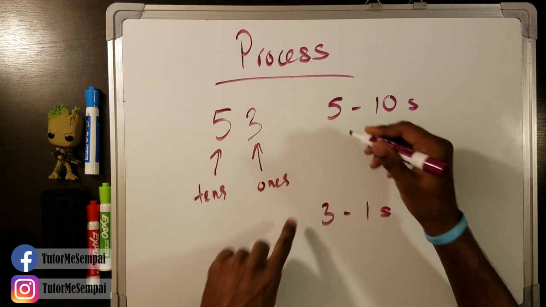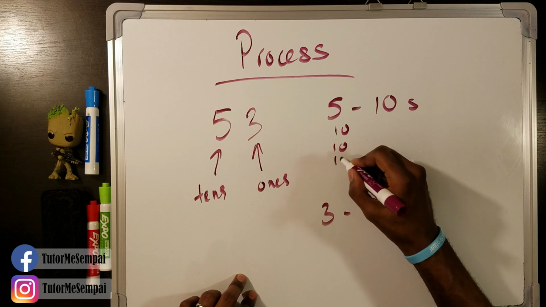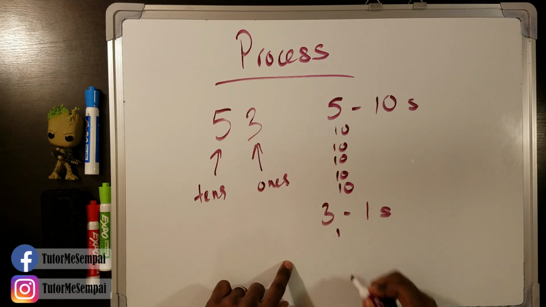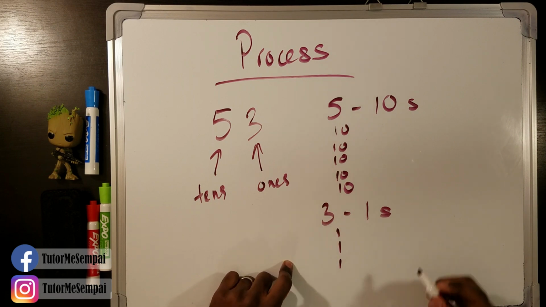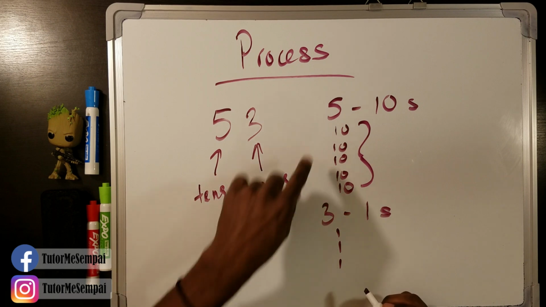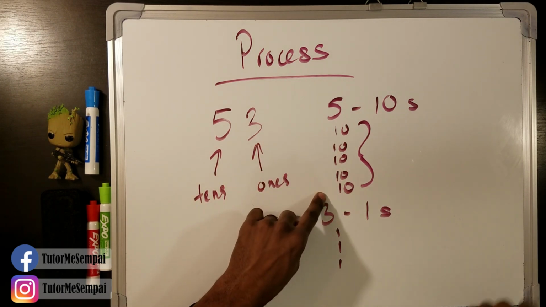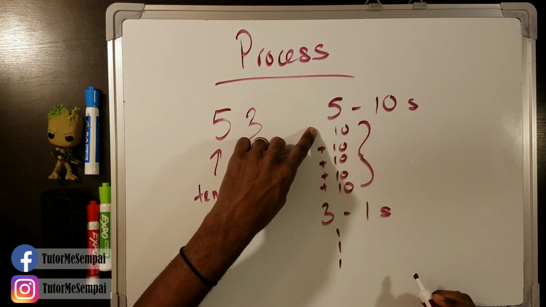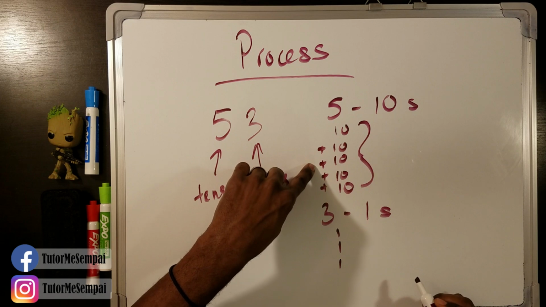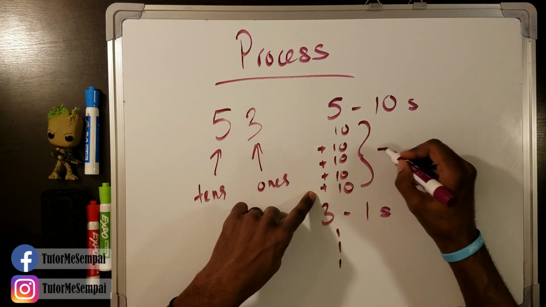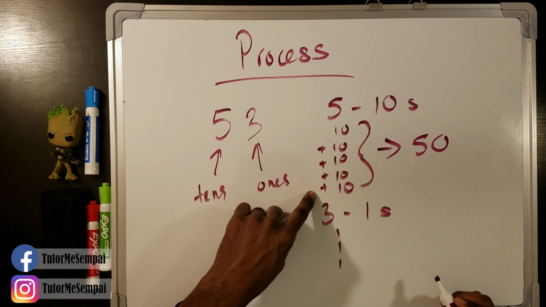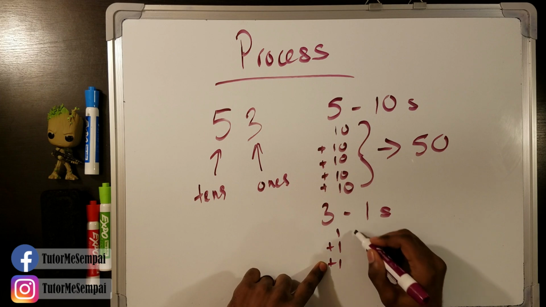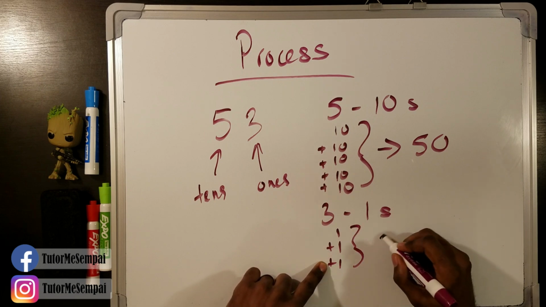And 5 tens, well, what does that look like? 1, 2, 3, 4, 5. And what does 3 ones look like? 1, 2, 3. Now, how much is that? If we have 5 tens, what does that equal if we were to add everything together? Well, 10 plus 10 plus 10 plus 10 plus 10 gives you a big fat 50. And what about these ones here? Well, 1 plus 1 plus 1, that gives you a pretty skinny 3.